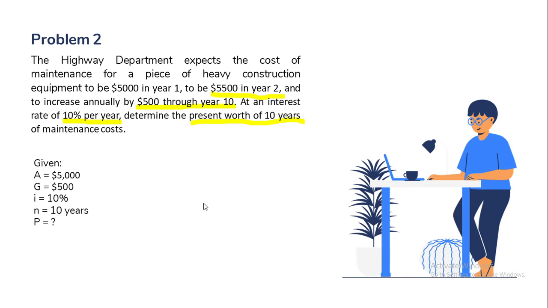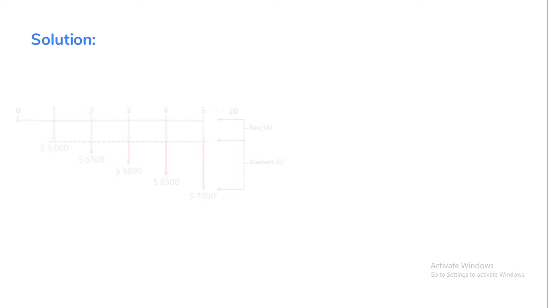So these will be the given. At first, the maintenance cost in year 1 is $5,000, and it increases $500 every year, so that will be our gradient amount. The interest is 10% and the number of periods is 10 years, so we need to find the present worth of 10 years of maintenance cost.